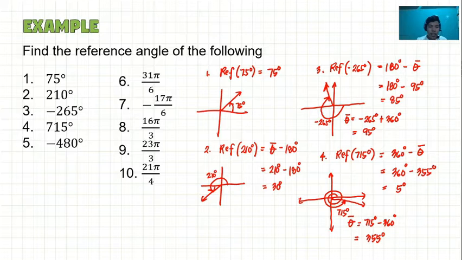Okay? Now, for the last, for number 5, we need to know the reference angle of negative 480 degrees. Okay, that one.